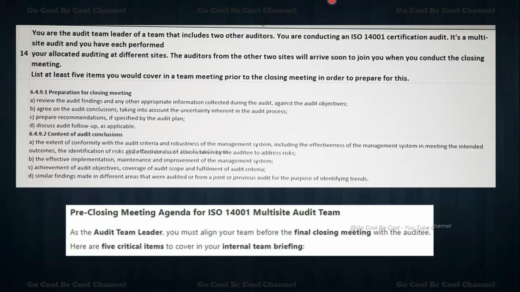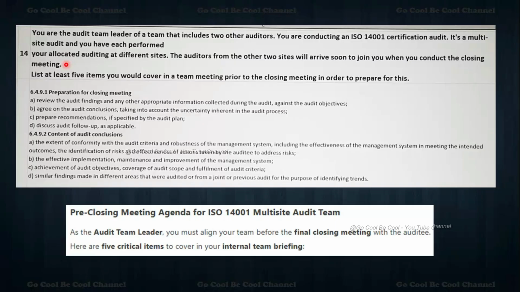Now the 14th one: you are the audit team leader of a team that includes two other auditors. You are conducting an ISO 14001 certification audit. It is a multi-site audit and you are each allocated auditing at different sites. The auditors from the other two sites will arrive soon to join. So when you conduct the closing meeting, list at least five items you would cover in the team meeting prior to the closing meeting in order to prepare. So this is the question that was asked. So what is it that we are supposed to do?